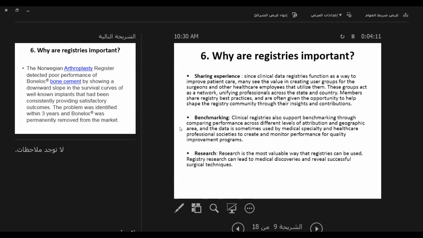If we have the number, if we have the information, we will have the success. The most important benefit of the registry is the research. Research is the most valuable way that registries can be used. Registry research can lead to medical discoveries and reveal successful surgical techniques.